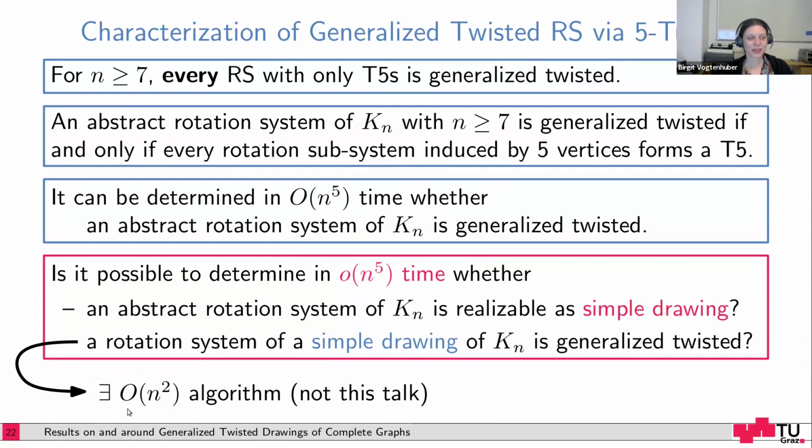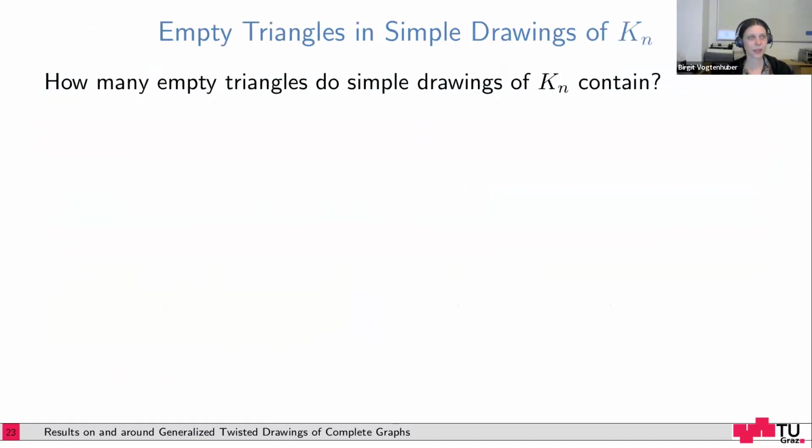So there exists an algorithm that runs in n squared time if we already know that the rotation system is generalized twisted, and it is simple and uses yet another characterization of generalized twisted drawings. Now, very quickly, empty triangles in simple drawings of the Kn. For that, we have essentially all ingredients from the observations before.